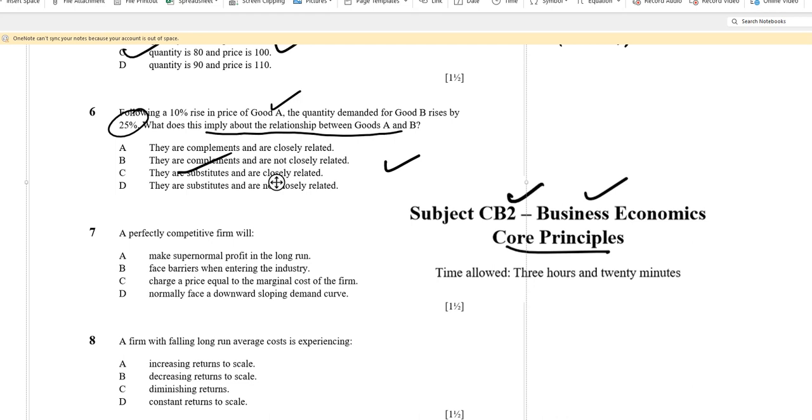Dear students, we will be solving this from question 7 in the economics paper now. A perfectly competitive firm, what will it do? It charges price equal to the marginal cost, that is P equals MC equals MR equals AR, and equal to AC. That's the relationship.